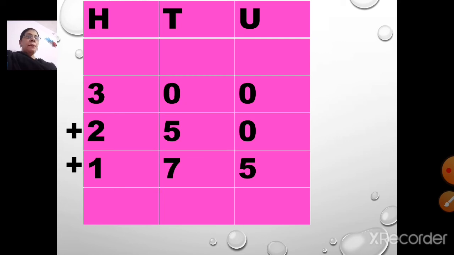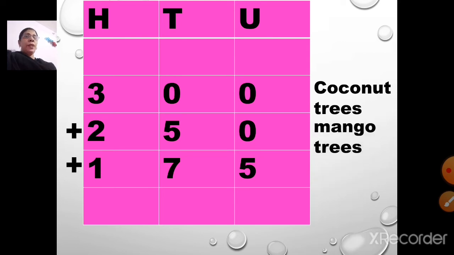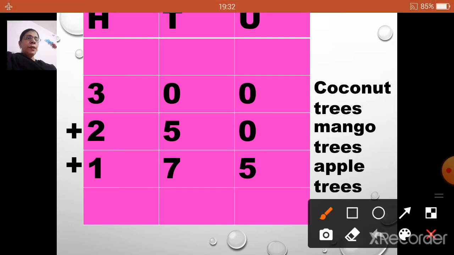The first number is 300, 250 and 175. Now 300 is what? Coconut trees. So beside 300 you are going to write coconut trees. Then comes 250. 250 is what? Mango trees. So beside 250 you write mango trees. Then 175. 175 is what? Apple trees. Now you have arranged them. Now you are going to start your addition.